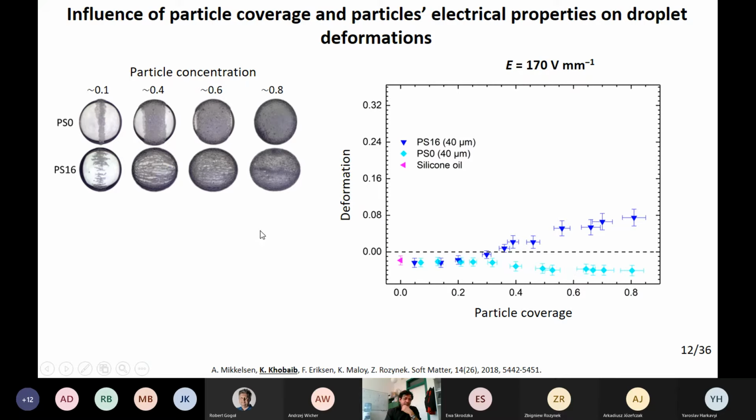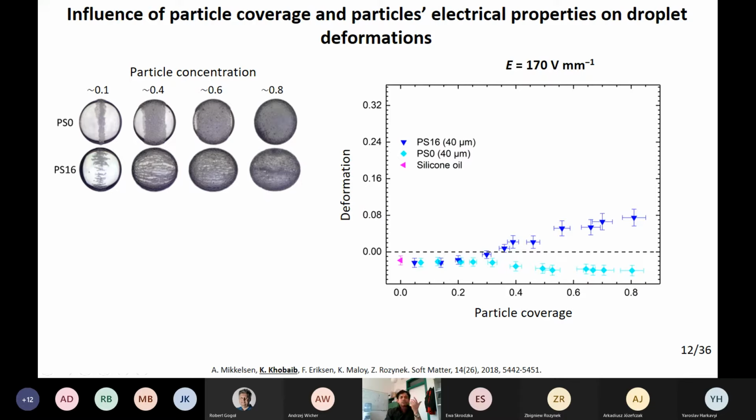Why has this happened? Because when we increase the particle concentration, the particles form chains from pole to pole, and they stretch in the direction of the electric field, and this increases with the increase of the particle concentration.